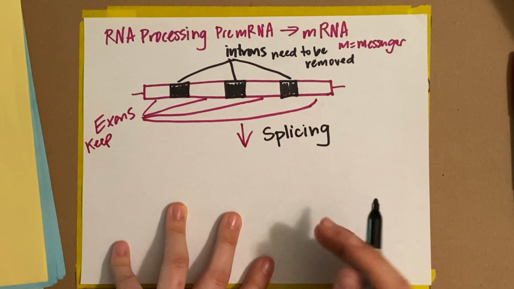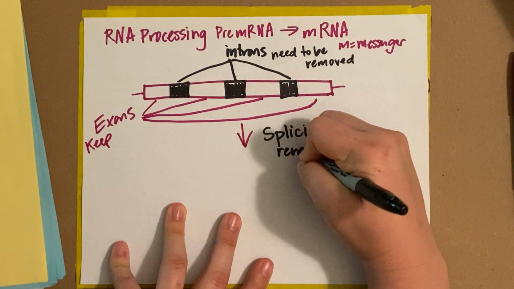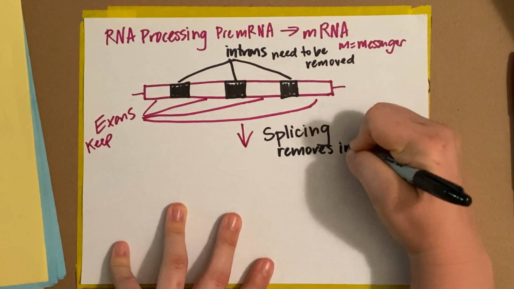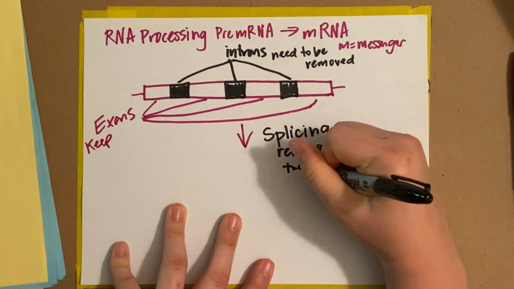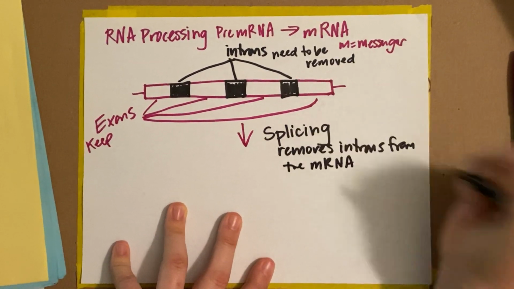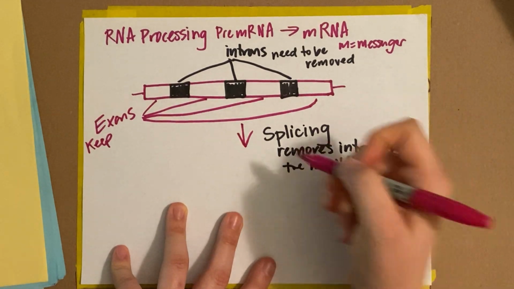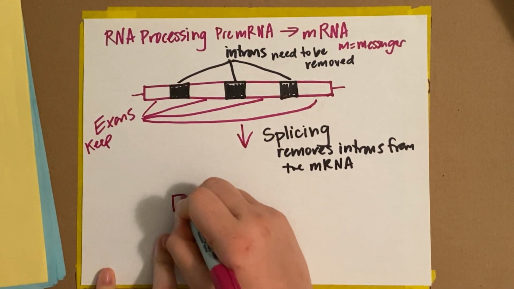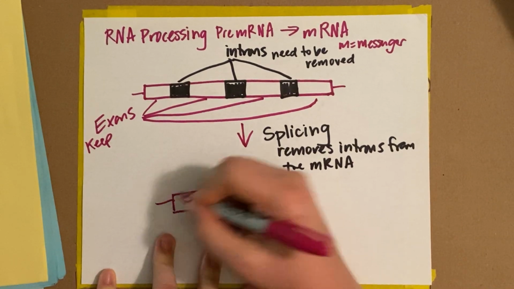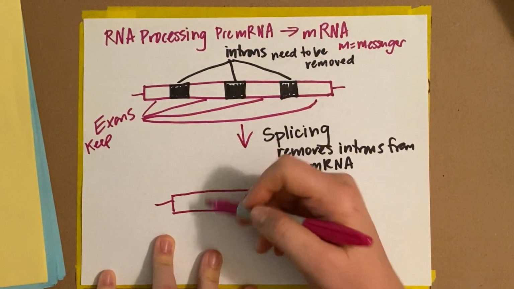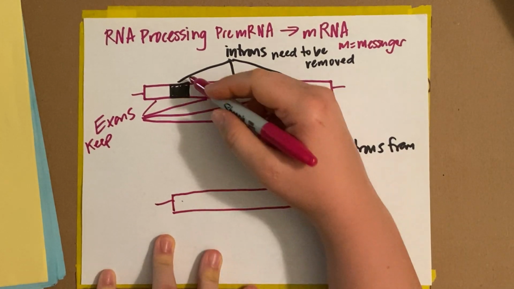Okay, and so what splicing does is it removes introns from the mRNA. After the process of removing those, we will have our strand where no introns are left, and it's just exons that are left, okay?